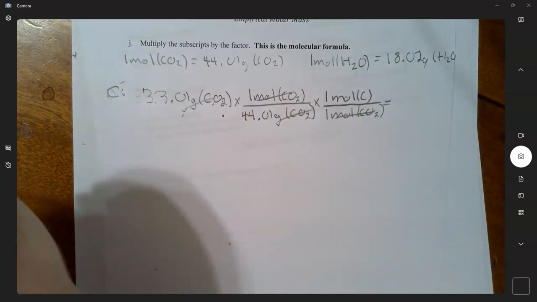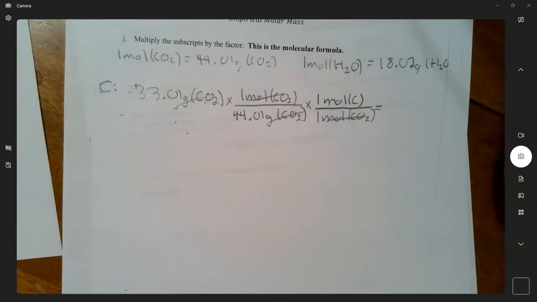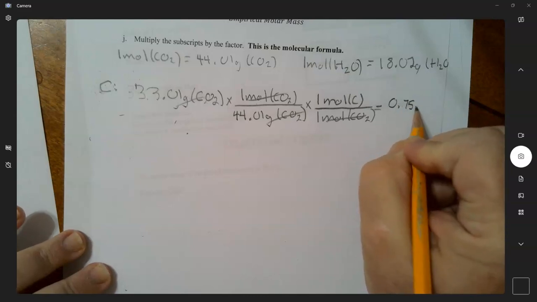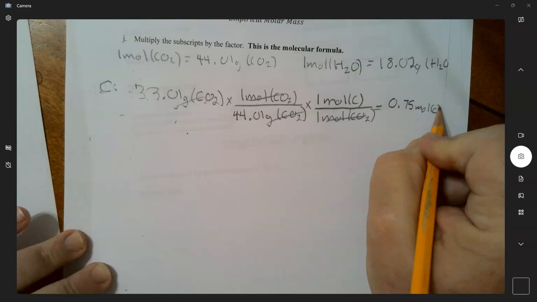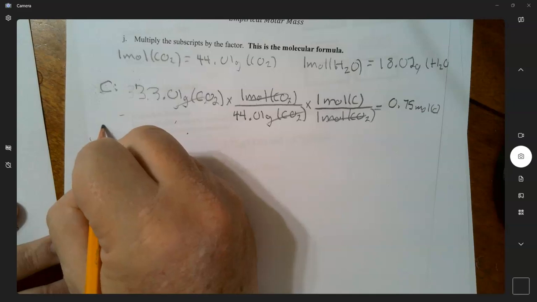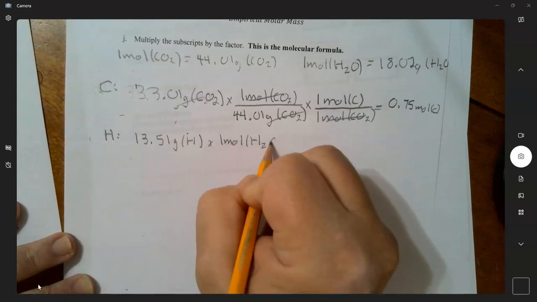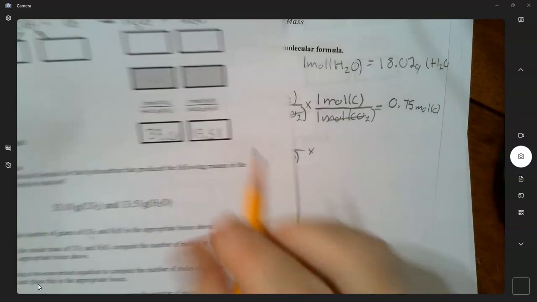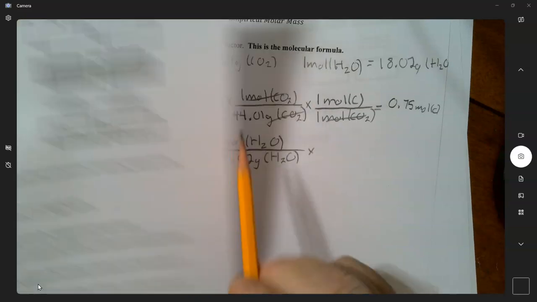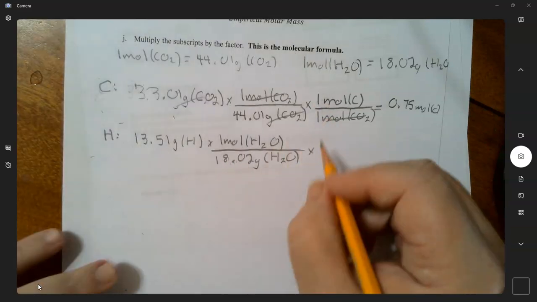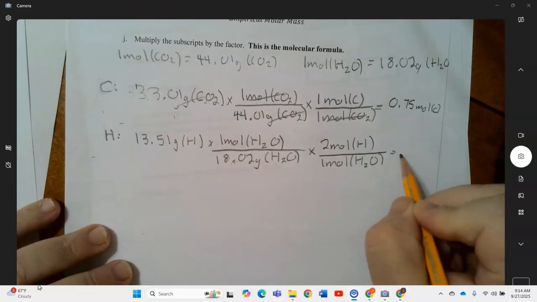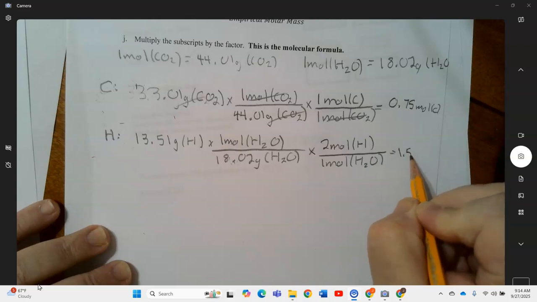Okay, and we do the math on that. All right, and this gives you 0.75 moles of carbon. Okay, next we go down to hydrogen. Again with hydrogen we have 2 moles of hydrogen for every 1 mole of H2O. So we just calculated moles of H2O, and we're going to get 2 for 1 with the hydrogen. Okay, and that gives us 1.5 moles of hydrogen.